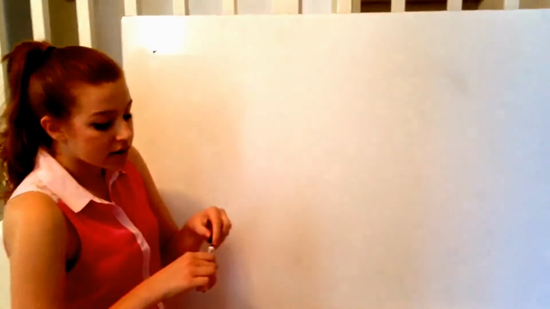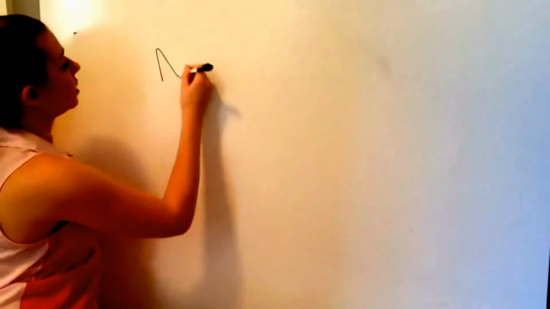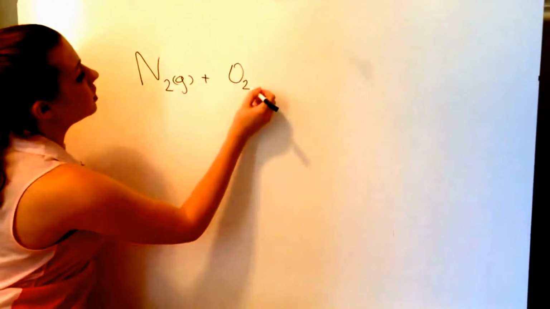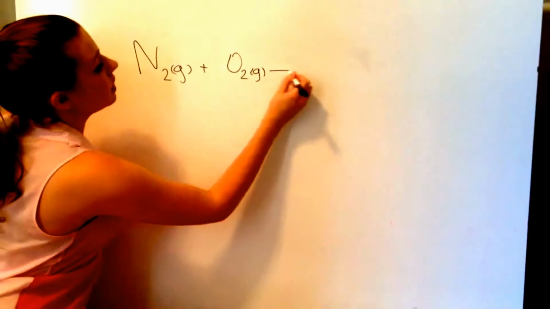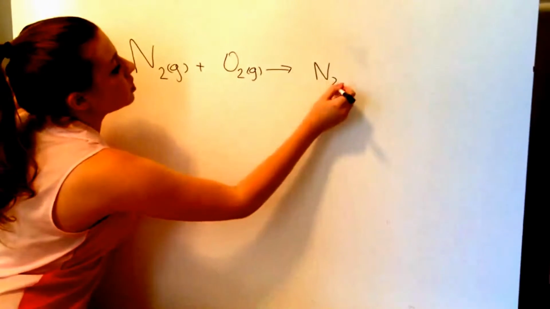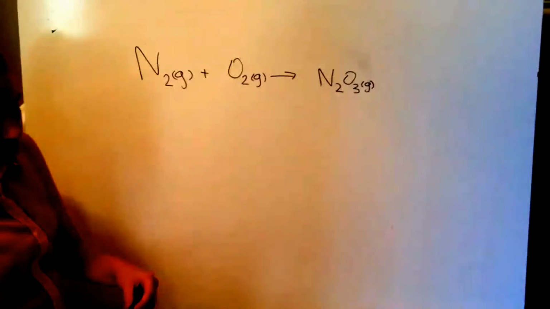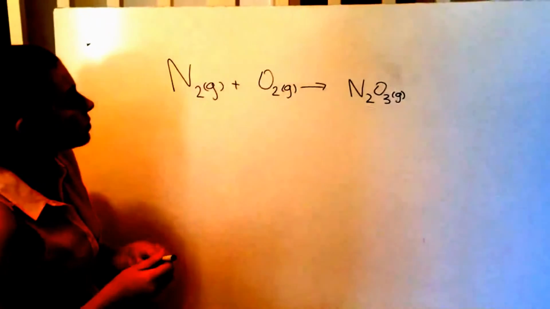So, this is the problem that we're given. If 70 milliliters of nitrogen gas reacts with 45 milliliters of oxygen gas, what is the volume of N2O3 produced? Assume all gases are at the same temperature and pressure. So this is the equation they give us. It's N2 gas plus O2 gas yields N2O3 gas. Okay, so we're going to start out by balancing the equation.